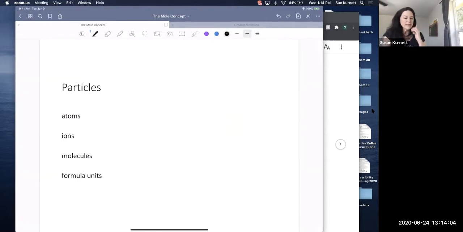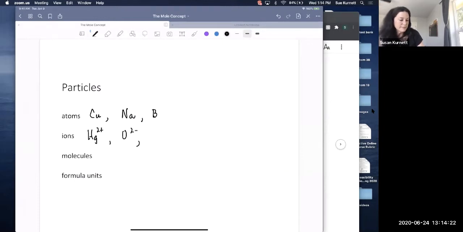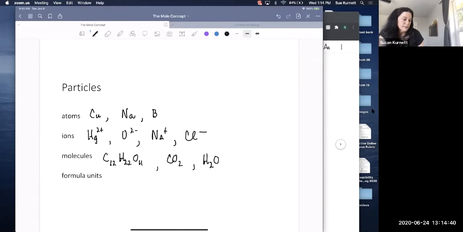Okay, so the particles that can be grouped could be atoms, and the atoms could be metals, or the atoms could be nonmetals, or the atoms could be metalloids. We could be talking about ions, like mercury 2, or oxide, sodium ion, or chloride ion. We could be talking about molecules, like sucrose, or carbon dioxide, or water. Or we could be talking about formula units, which is a fancy way of saying the formula for an ionic compound.